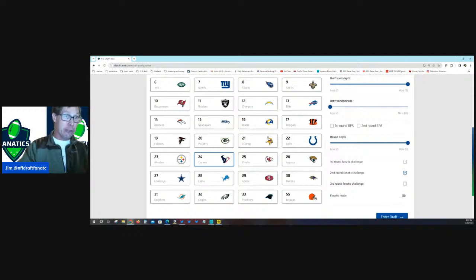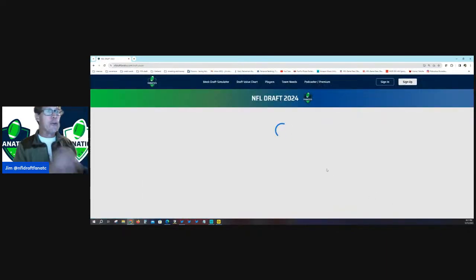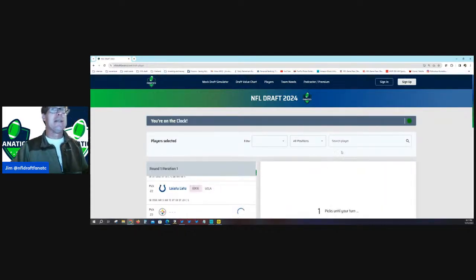Anybody you pick in the first round on this simulator, their value is going to go up really high. So they're going to move pretty high on the draft card very quickly if you pick them in round 1. So we're going to do a second round challenge. And the first round, I'm going to try to set the Texans draft card up. And I'll explain some of that logic as I go.